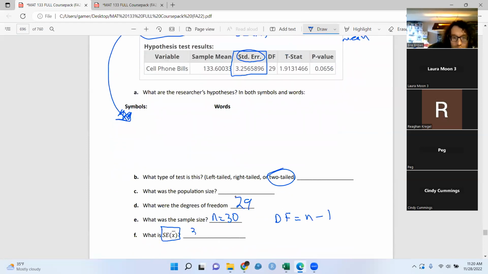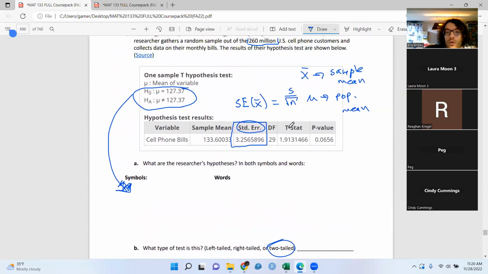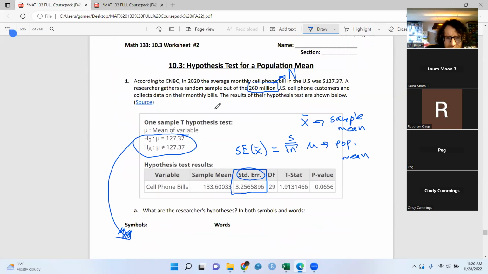Let's see. When you go into StatCrunch, when it says standard deviation, is that where you put the standard error? No, that's where you put the standard deviation. So in this case, we weren't given the sample standard deviation. I'm guessing we might have to calculate it later. StatCrunch uses the sample standard deviation, the sample mean, and the sample size to calculate the t-stat, the p-value, and the standard error. We know how to calculate it using this formula back from chapter 8.